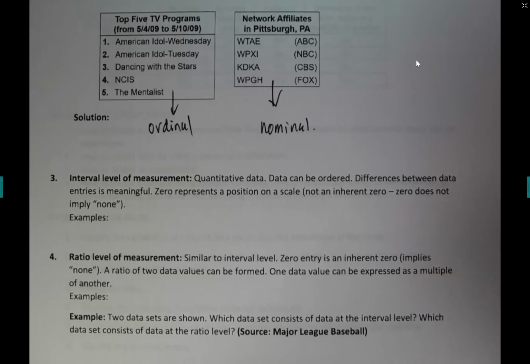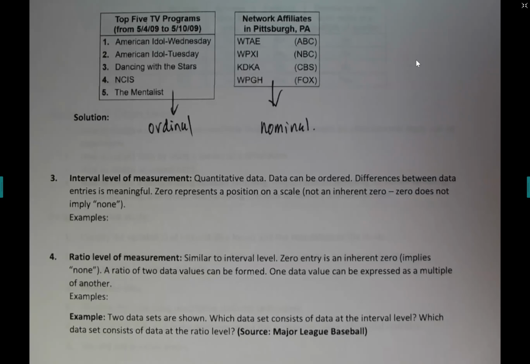So the third level of measurement, guys, just pay attention and let's see if you can give me an example. It's quantitative data. It's a number. Data can be ranked, ordered from lowest to largest or largest to lowest. Difference between data entries is meaningful. You can subtract, and then it has a meaning. The zero means something, represents a position on a scale. So the zero at this level means something.